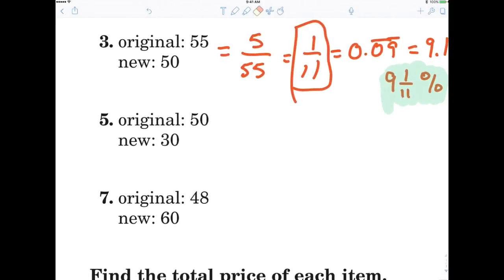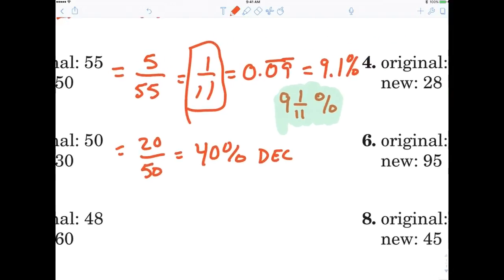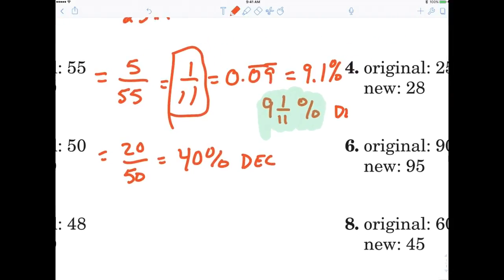From 50 to 30, what's the change? 20, right? We don't need a calculator on this one. I would want you to write 20 out of 50, which is obviously 40 over 100, which is, yes, 40% decrease. This was a decrease over here too.